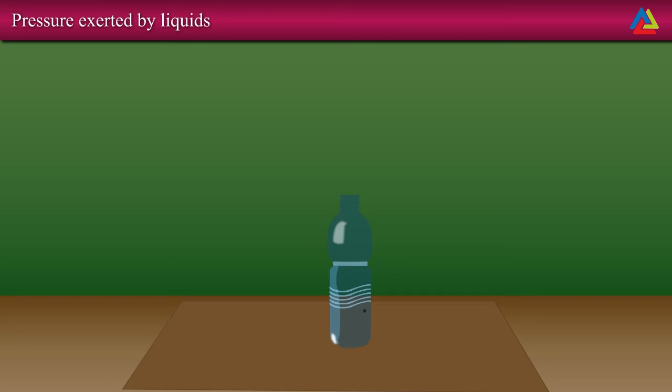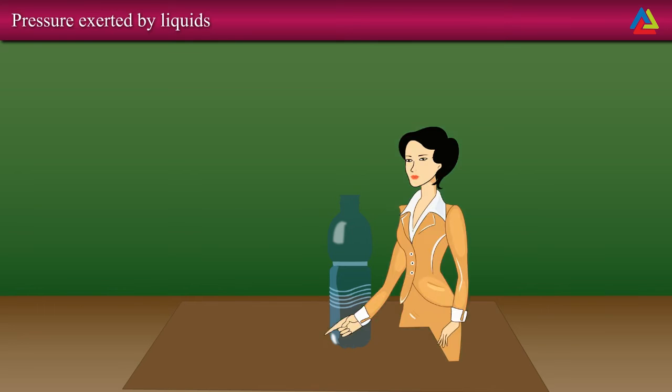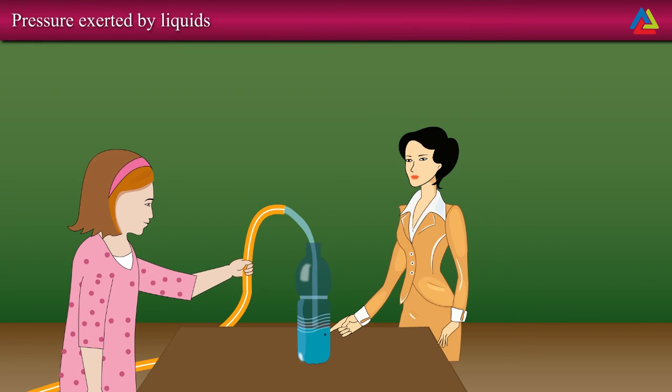Let us do an activity. We take a discarded water bottle. We drill a hole near the bottom of the bottle. Now, Juhi, while I press the hole with my finger, you fill the bottle with water. Now, I release my finger. What do you observe? I observe that the water comes out of the hole with pressure.